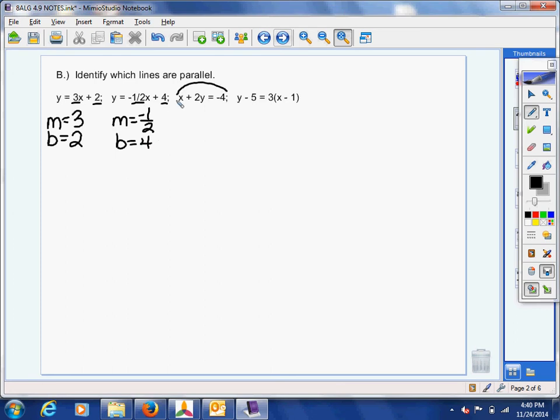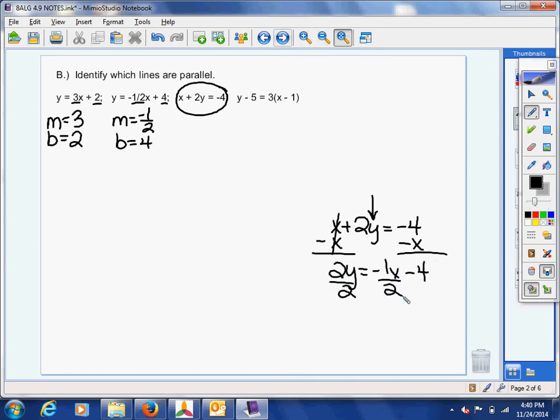Now this is standard form. That doesn't tell us anything, so off to the side, let's rearrange this into slope-intercept form. Now remember, your goal is to get y by itself. That's your whole goal. So your very first step is take away x from each side, then divide everything by 2. All right, so now it's in slope-intercept form. That looks wonderful. And now we can identify, okay, this slope is -1/2 and the y-intercept is at -2. So already I'm seeing some good possibilities for parallel lines.